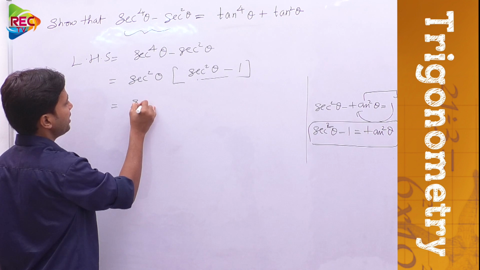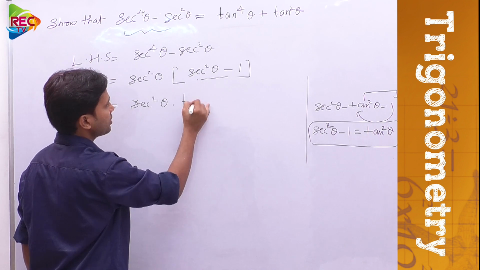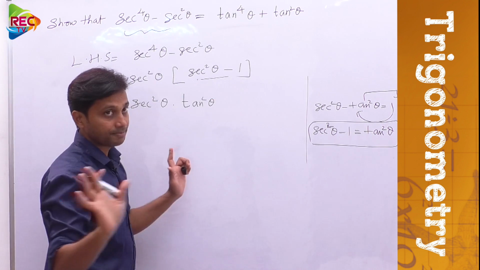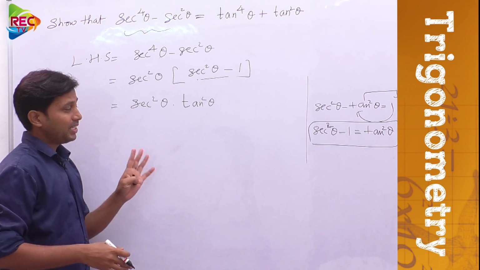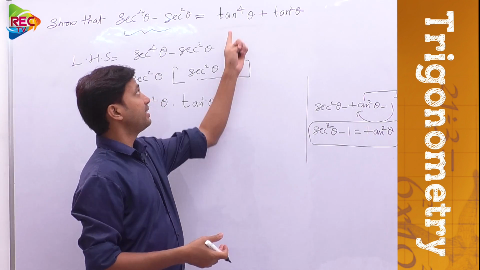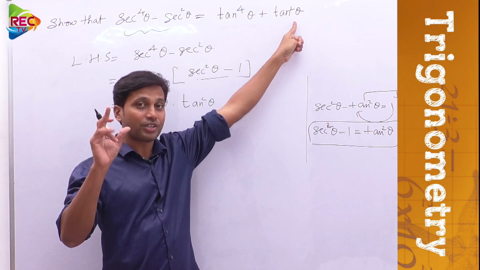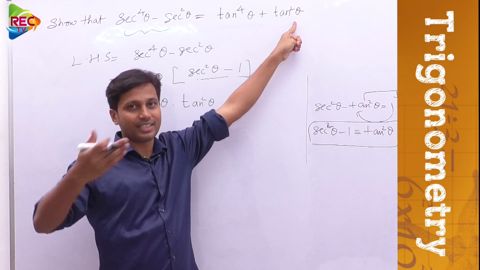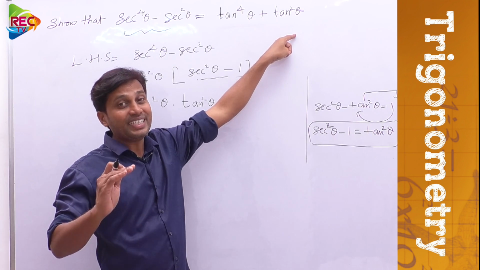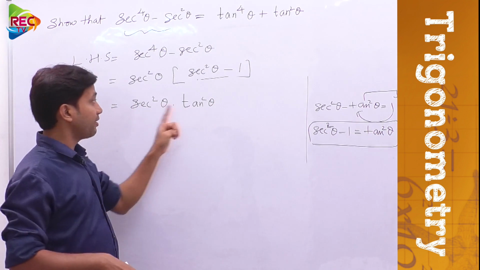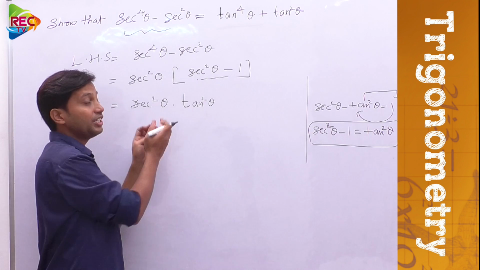Write down what happens, let's see. Secant square theta into this can be written as what? Tan square theta, right? Now we could solve it till this, but my question is what we need to get as the answer? Tan power 4 theta plus tan square theta. Of course it is not obtained yet, but one thing you can consider: all the terms on the RHS part should be in terms of tan theta, but here one is secant and one is tan. Then again you need to use a trigonometric identity to convert all the terms into tan.